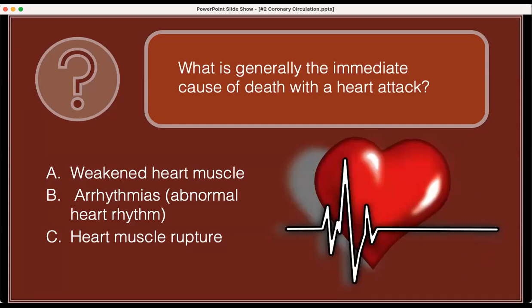What is generally the immediate cause of death when someone has a heart attack? Is it A, weakened heart muscle, B, arrhythmia, which is an abnormal heart rhythm, or C, heart muscle rupture? We're talking about the immediate cause of death. And the answer is arrhythmias. They get an abnormal heart rhythm.